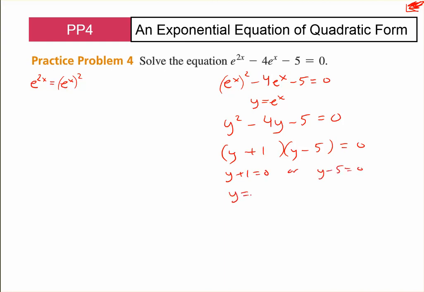Becomes y is equal to negative 1 and y equals 5. The only problem is we're not solving for y, we're solving for x. So what we do is we back substitute the e to the x in. So now we have e to the x is equal to -1, and e to the x is equal to 5. So technically what we're going to do is solve for x.